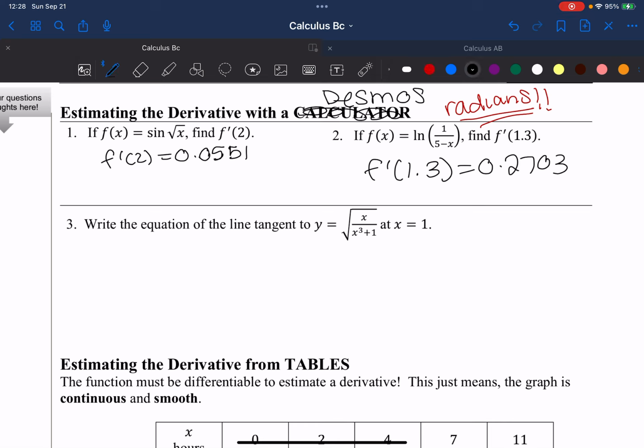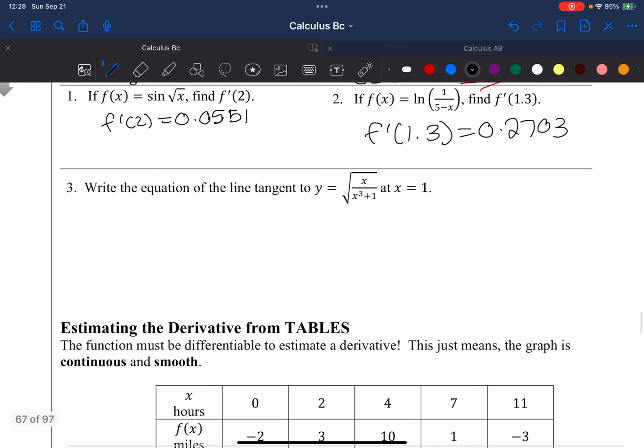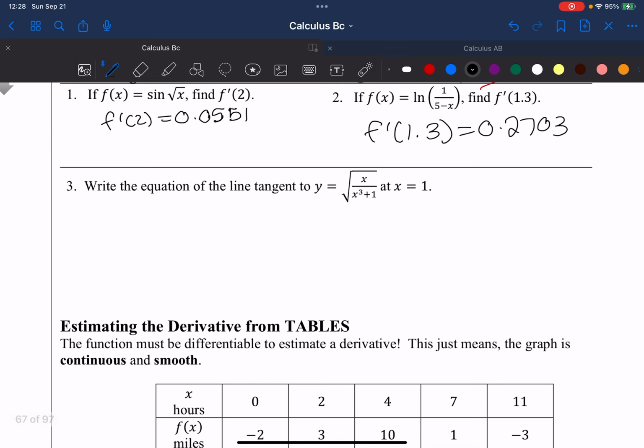Okay, so number 3 says write the equation of the line tangent to y is equal to the square root of x over x cubed plus 1 at x equals 1. Okay, well, in order to find this, we have to find first the point, then the slope. So remember that the point, in order to find this, we have x, so we know 1 is going to be x. Okay, but then we need to find y, and we would do that by plugging 1 into x. And you would just do that on Desmos, and you would find that you would get 0.707. And then our slope is just going to be y prime at 1.